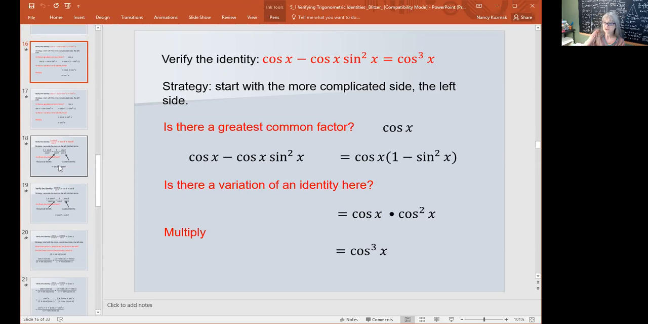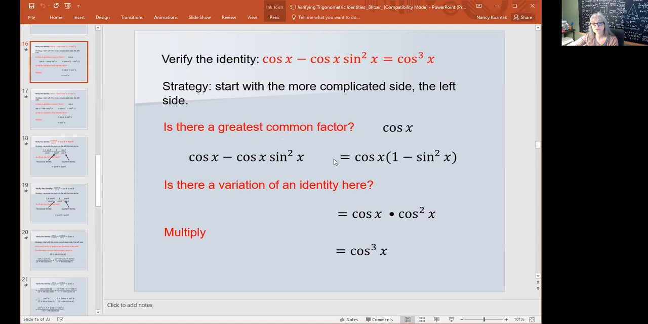And notice this is that Pythagorean identity. Remember, my Pythagorean theorem is sine squared plus cosine squared equals 1. But I can manipulate that to be 1 minus sine squared if I want a cosine squared. And I can manipulate it also if I needed a sine squared, right? It's going to be 1 minus cosine squared. So here I pull out the cosine, and what am I left with? 1 minus my sine squared.